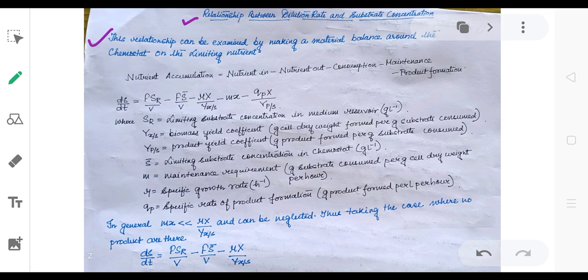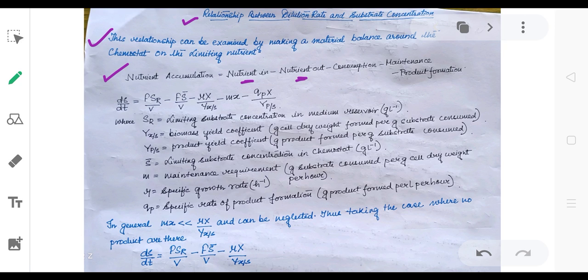So we have to understand the material balance inside the chemostat on the limiting nutrient. Like in the previous derivation, here also we will have one equation, and we are trying to find out the nutrient accumulation inside the vessel. So it will have nutrient in. What do we mean by nutrient in? That is the amount of nutrient being poured inside the vessel. Then comes your nutrient out.